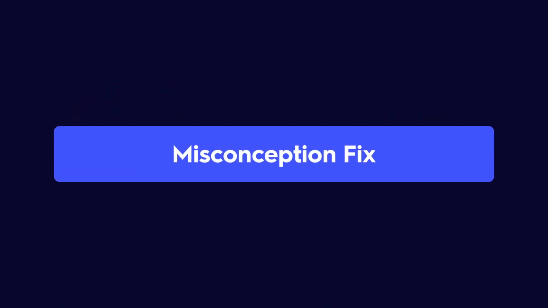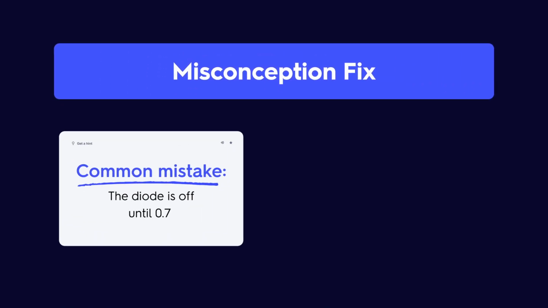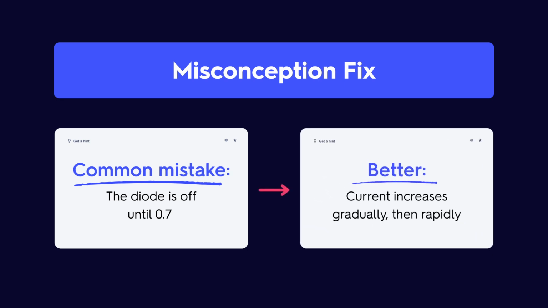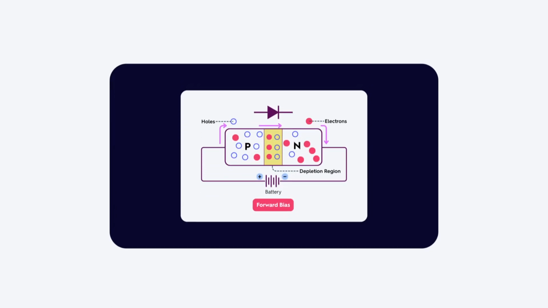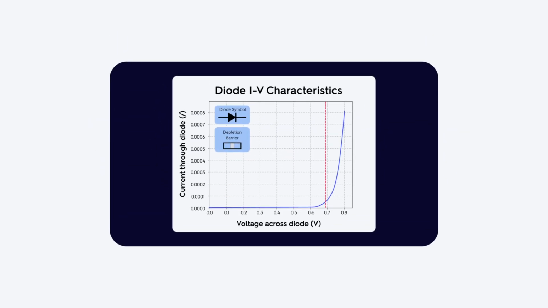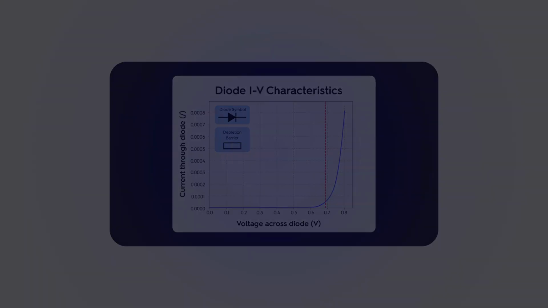This leads to a common misconception. Some people think the diode is completely off until 0.7 volts. In reality, current increases gradually, but the rapid rise becomes obvious around the knee. So far, forward bias means current is small at first, then rises sharply around the knee voltage.